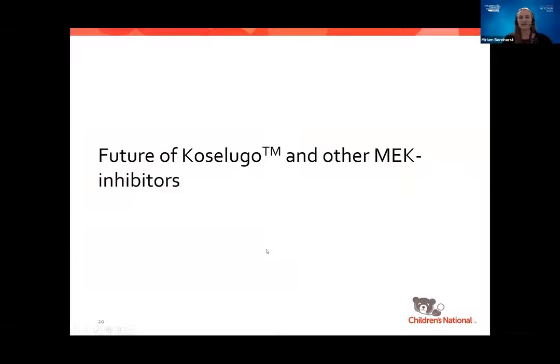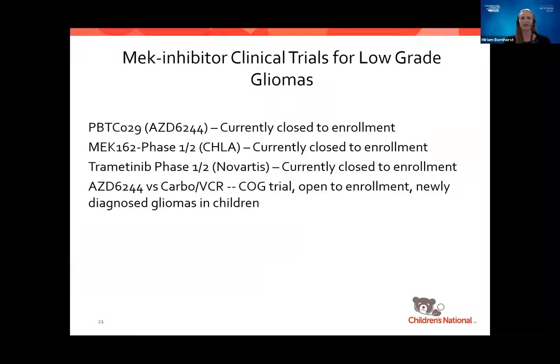So this is where Koselugo is now. What about the future of Koselugo and other MEK inhibitors? Where is this going to go in the future? One of the things that we're looking at actively would be the treatment of low-grade gliomas with this medication.